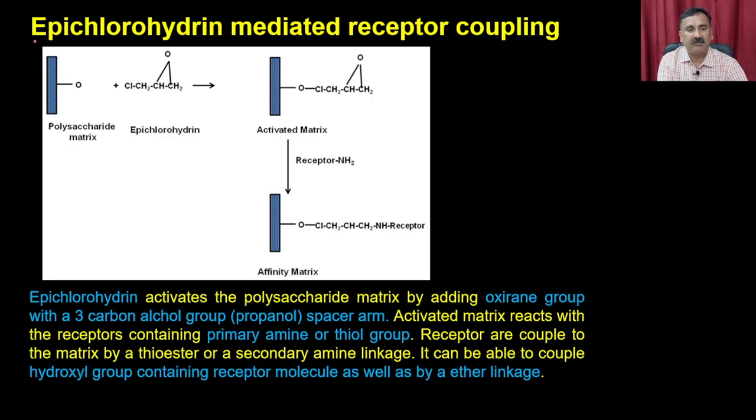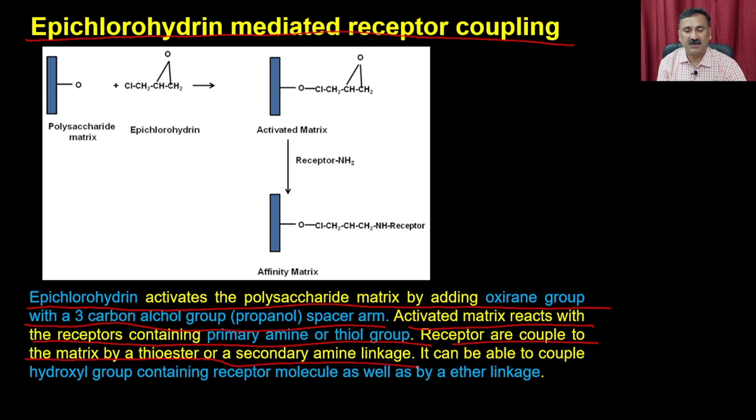You can have multiple options. You can use the epichlorohydrin mediated receptor coupling. Epichlorohydrin activates the polysaccharide matrix by adding oxirane groups with a 3 carbon alcohol group spacer arm. The activated matrix reacts with the receptor containing primary amine or thiol groups. Receptors are coupled to the matrix via thioether or secondary amine linkage. It can also couple hydroxyl group containing receptor molecules by an ether linkage.